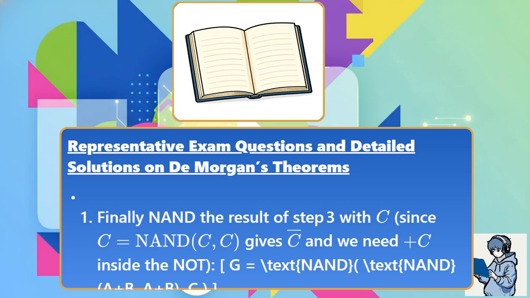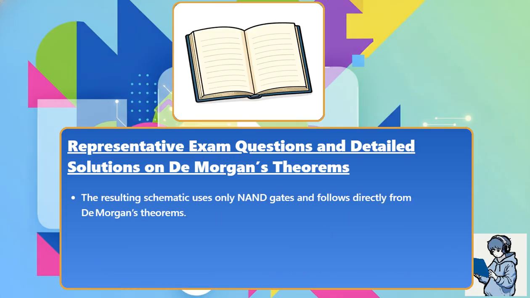Step 4. Finally NAND the result of step 3 with C, since C NANDed with C gives NOT C, and we need plus C inside the NOT. The expression becomes G equals NAND of (NAND of (A + B) with (A + B)) and C. The resulting schematic uses only NAND gates and follows directly from De Morgan's theorems.